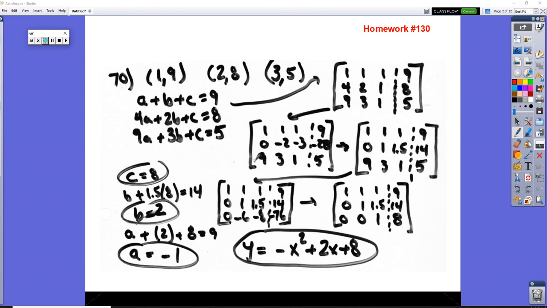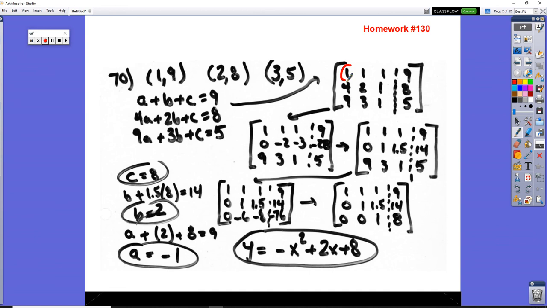Problem number 70 is pretty much the exact same idea. They're going to give you the coordinates of these 3 points. You plug these coordinates, remember that's an x, that's a y, into the generic formula for the equation of a parabola, and you should generate these 3 equations. 1a plus 1b plus 1c equals 9, 4a plus 2b plus c equals 8, 9a plus 3b plus c equals 5. Take that system of equations, put it into an augmented matrix.